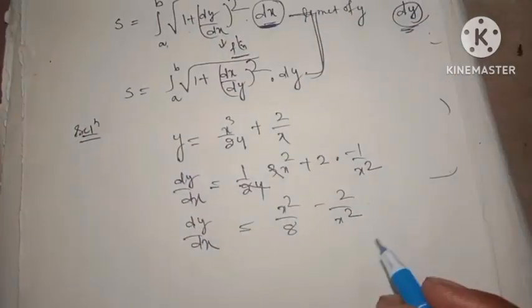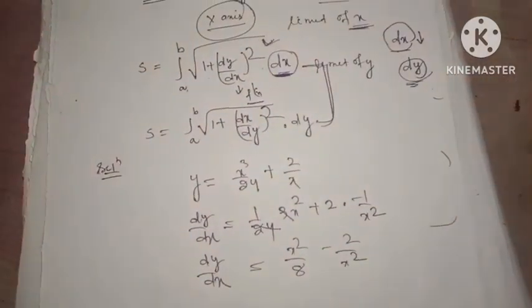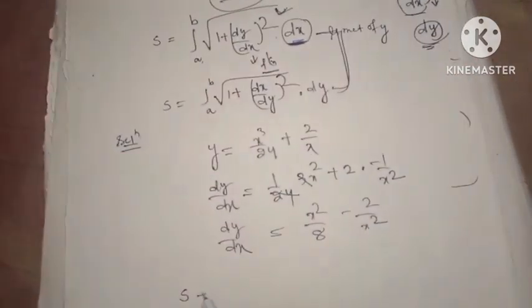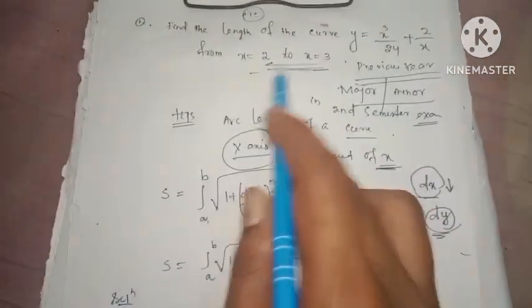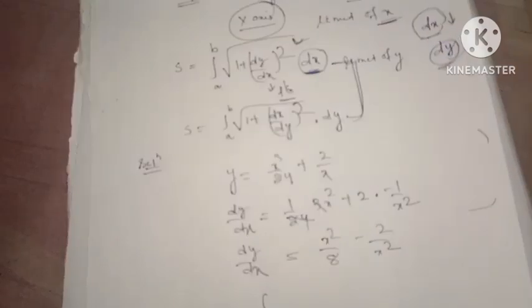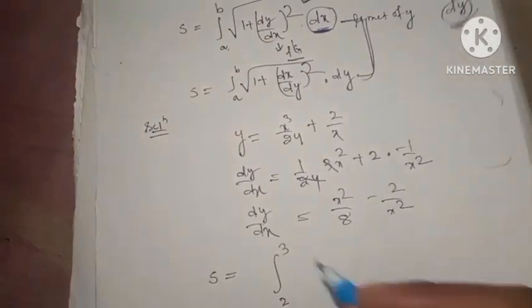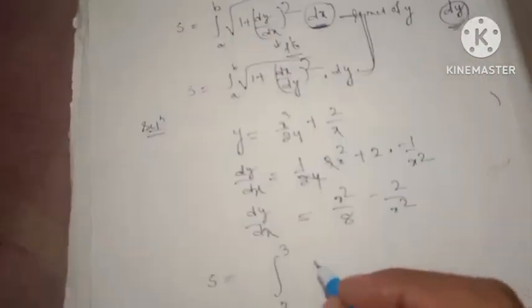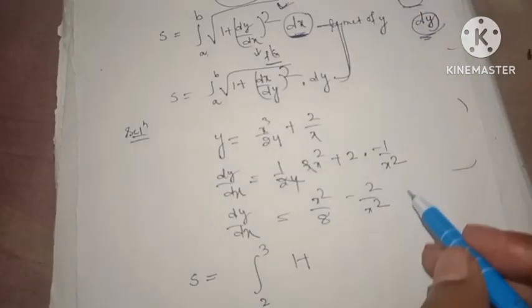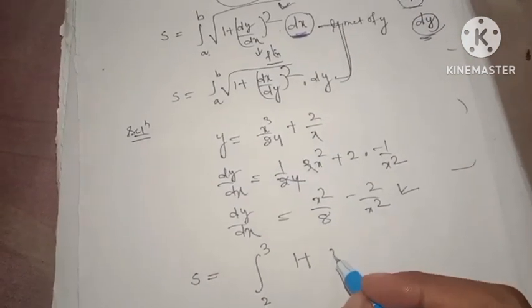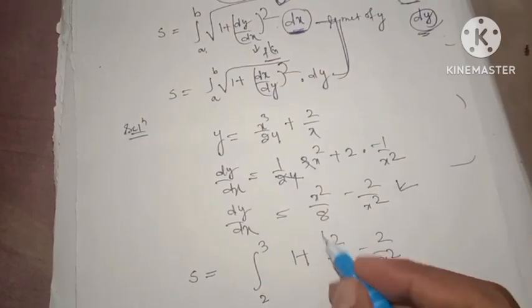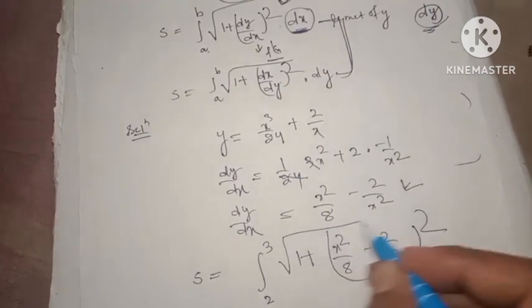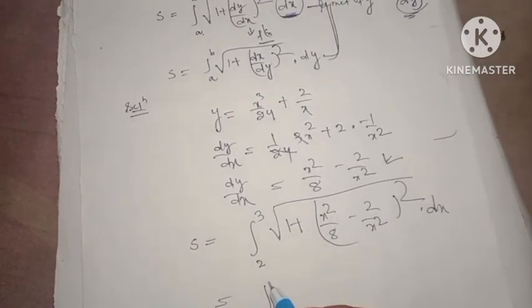Then what is the formula? s equal to the integral with limit 2 to 3. This is the limit of x. So from 2 to 3, the formula is the square root of 1 plus (dy by dx) whole square. So dy by dx means x square by 8 minus 2 by x square, whole square root, with respect to dx.